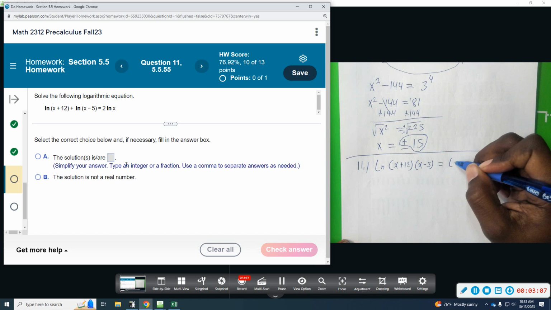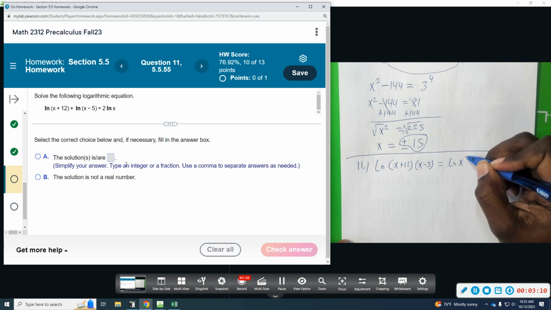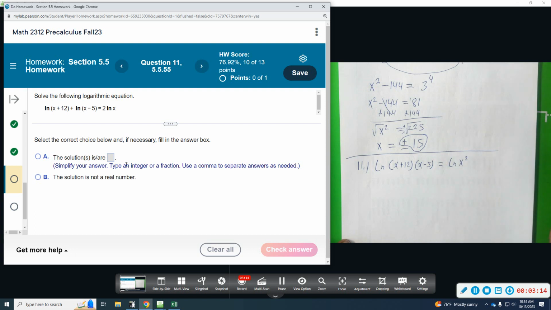So I'm going to have ln of x squared. So using the property to bring the exponent down, you can also bring it back. So now all the natural logs are the same, so I'm going to get rid of the natural logs. I'm going to solve this.